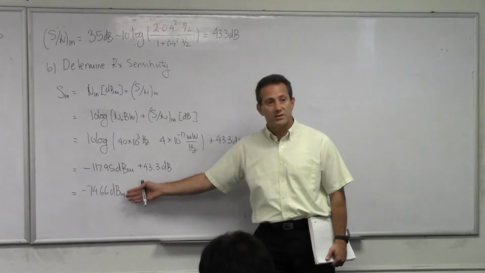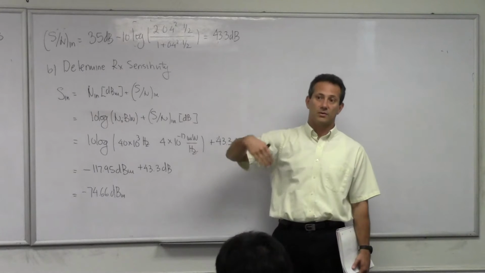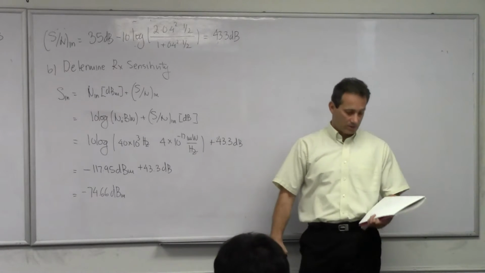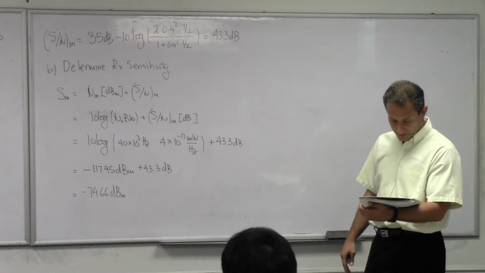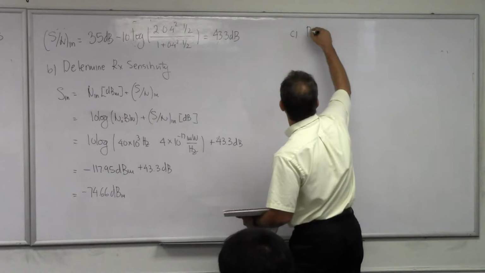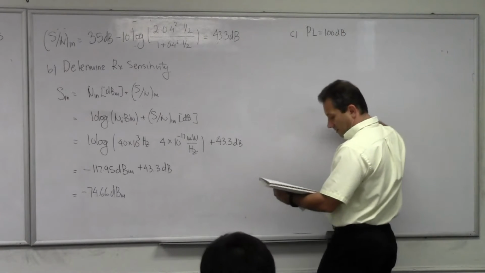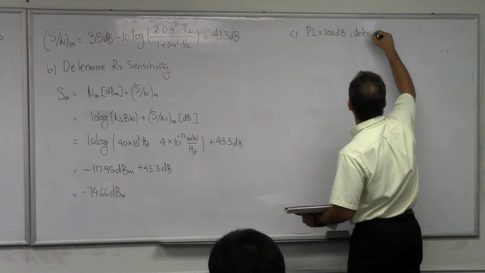If I go above this, then my signal-to-noise ratio is better than 43, and therefore the signal-to-noise ratio at the output is going to be better than 43. And so this is like a minimum performance requirement. And then the last part: if the path loss between transmitter and receiver is 100 dB, what should be your transmit power? Determine transmit power.